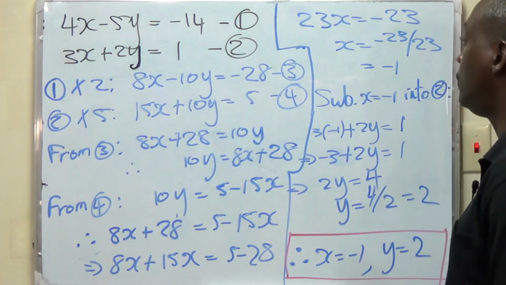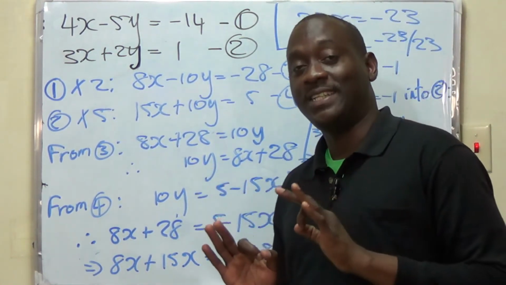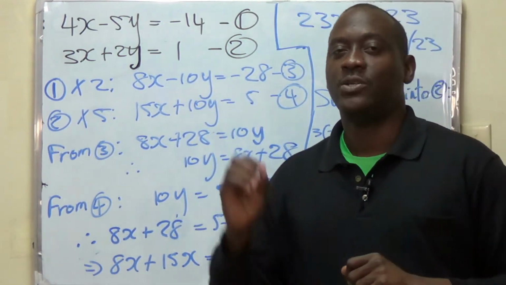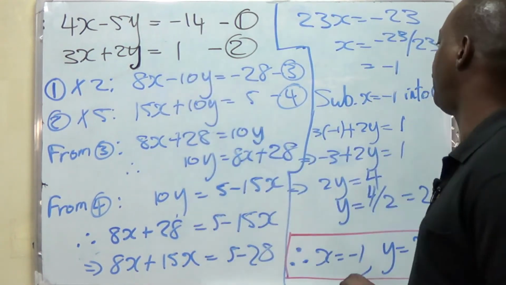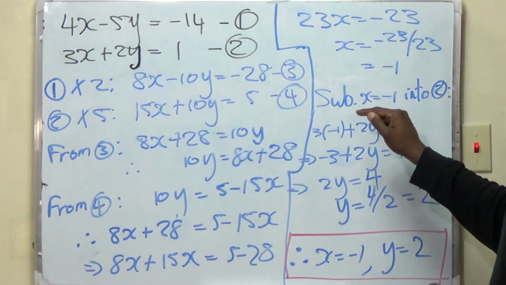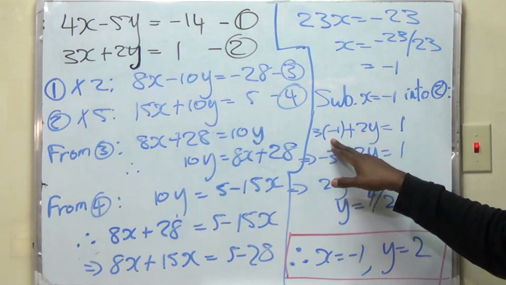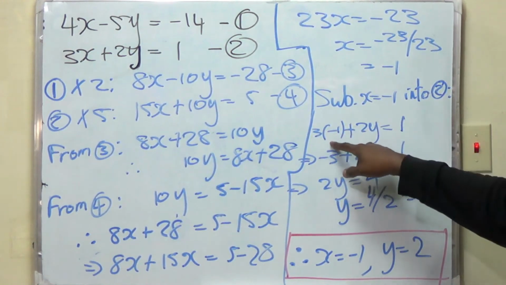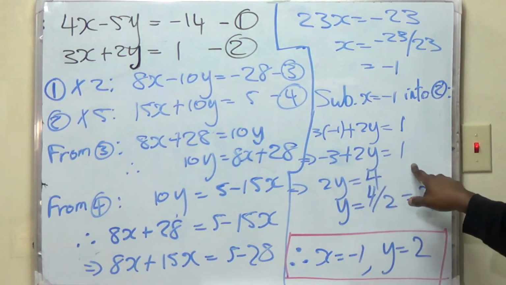So having gotten x equal to minus 1, you now want to substitute x equal to minus 1 back into equations 1 or 2 or 3 or 4. But remember, the emphasis is on simplicity. So we look for the simplest equation, which in this case is equation 2. So 3 by the value of x, which is minus 1, plus 2y is equal to 1. So minus 3 plus 2y is equal to 1.